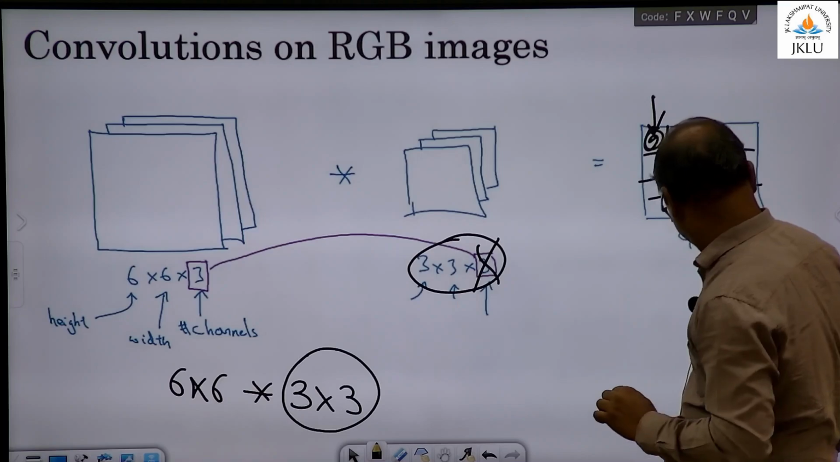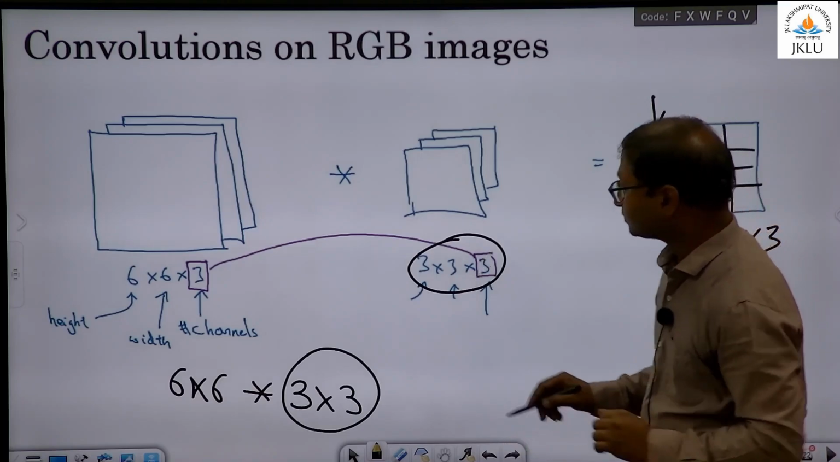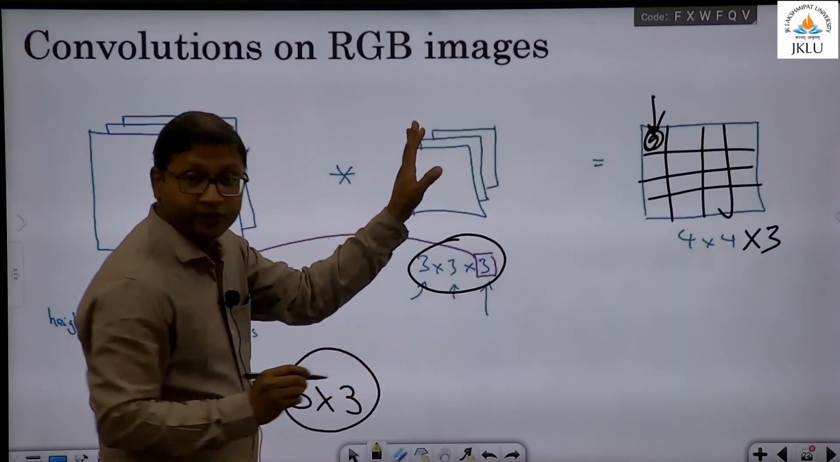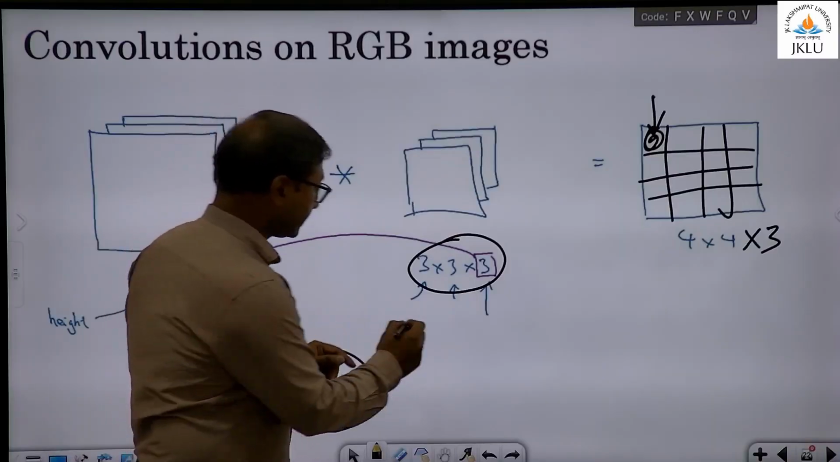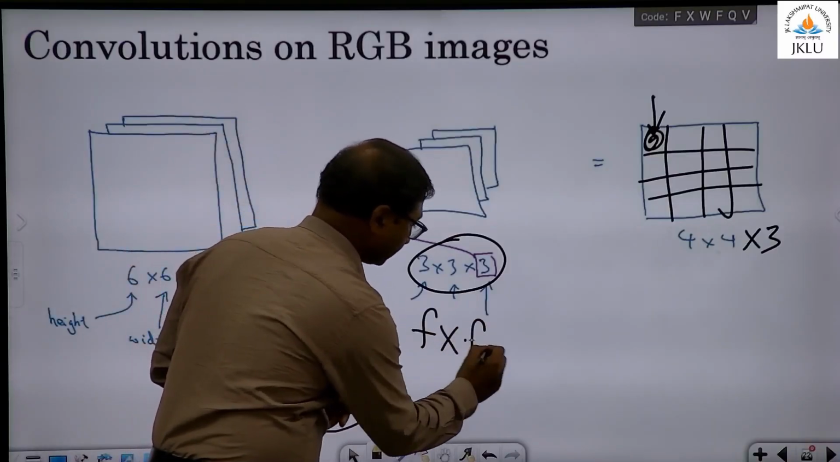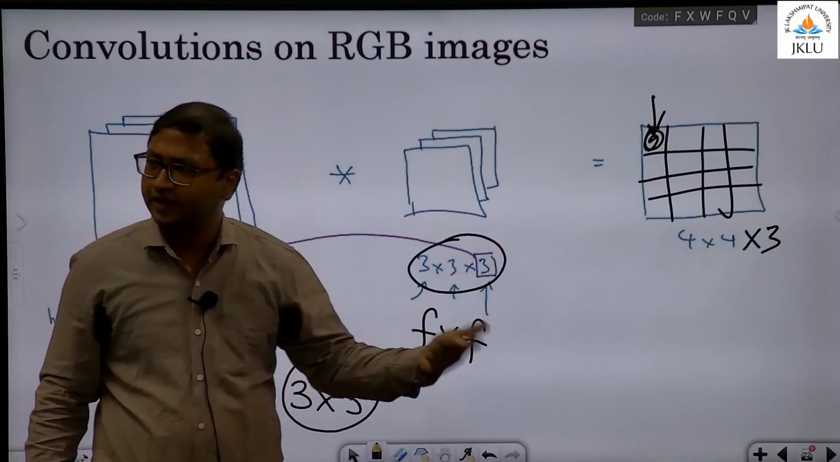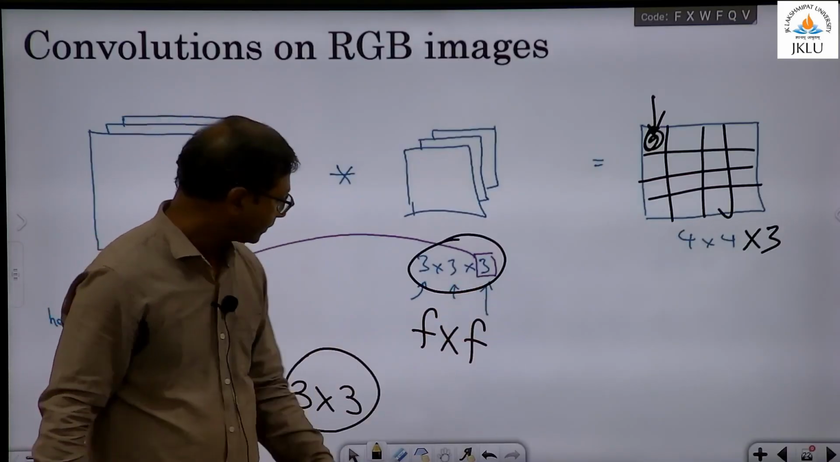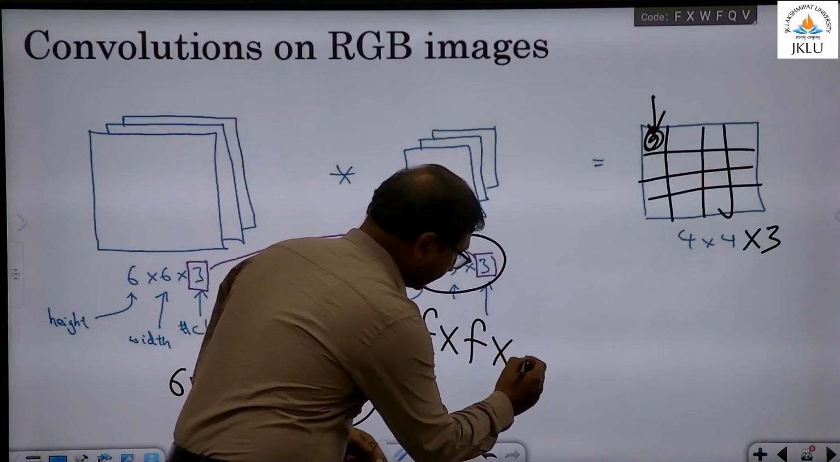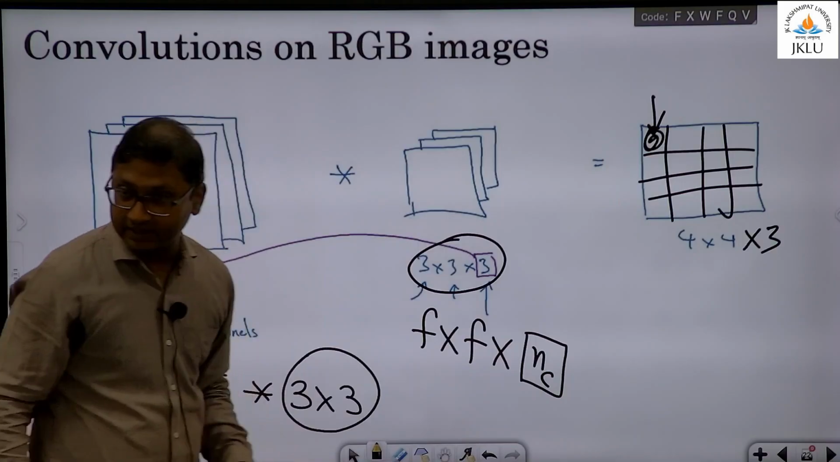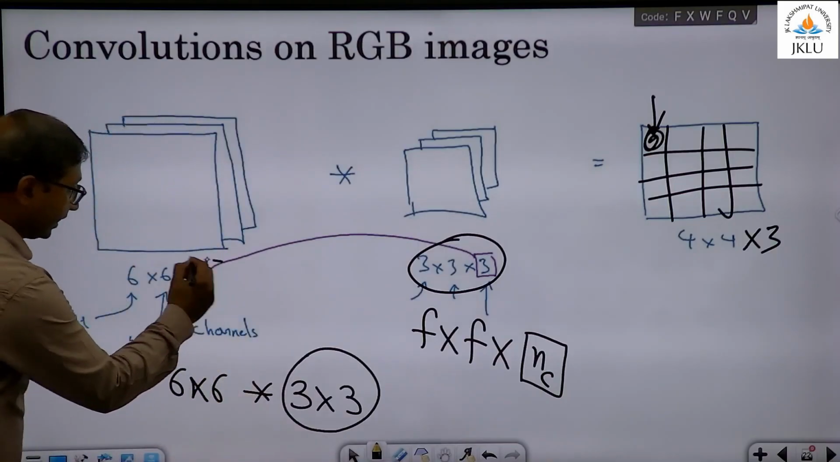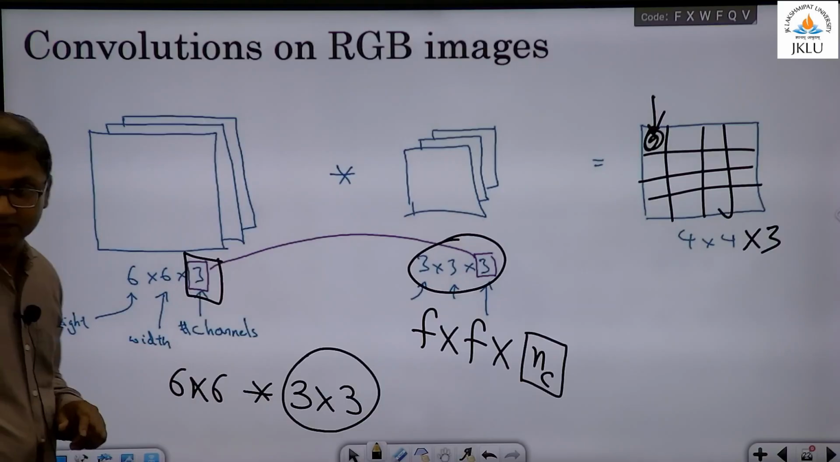So if you see here, how will you decide the filter size? Filter size is usually f cross f, and f is generally 3, 5, 7, 9, 11. This thing called NC, the number of channels, is decided by your image size.